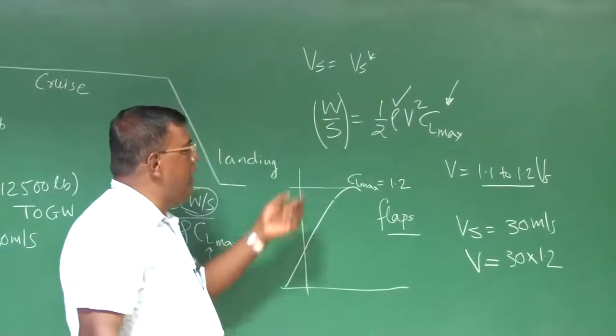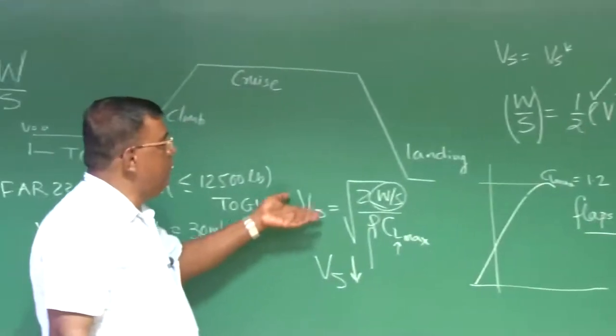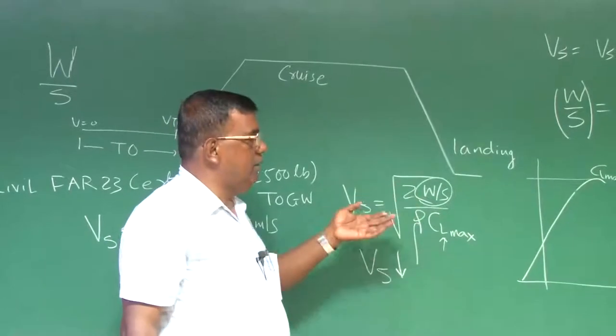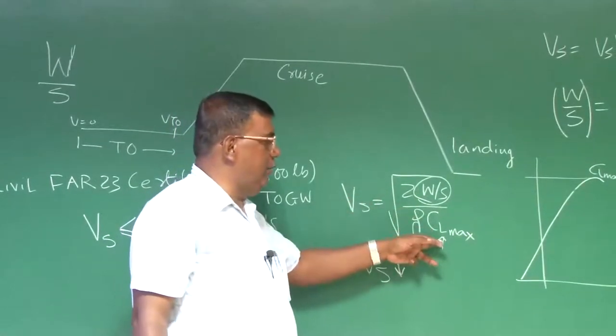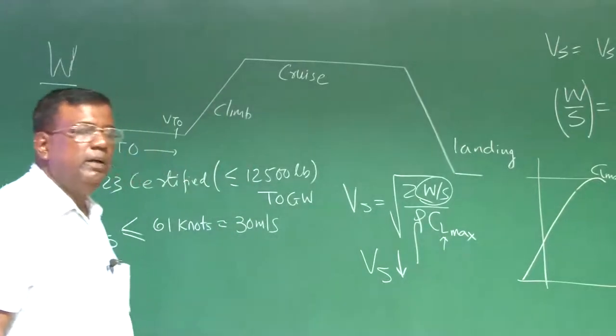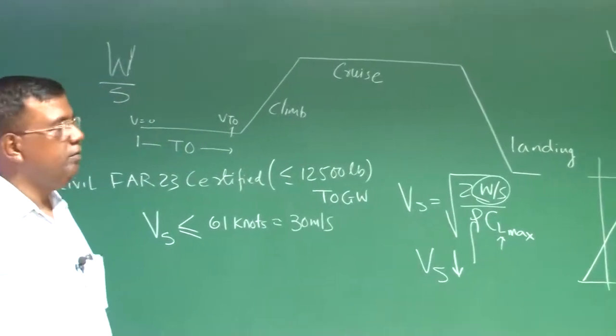But one advantage you have, you could see here, if you want to manipulate VS, or in turn want to manipulate V takeoff, you can always play around with the CL max value by using flaps, by giving different deflections on the flaps.